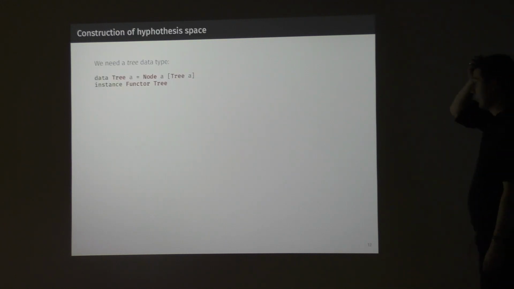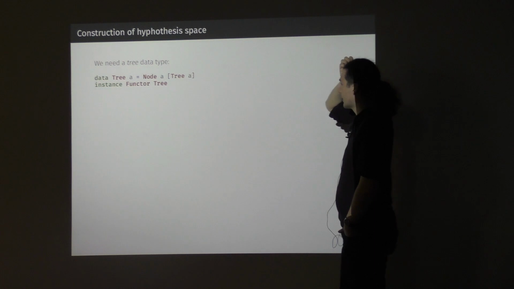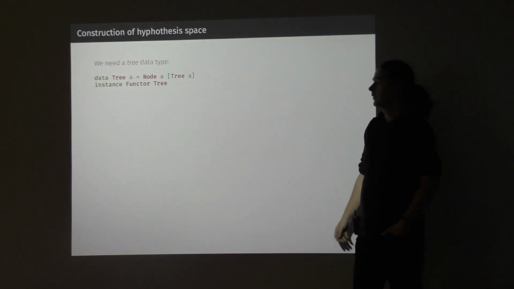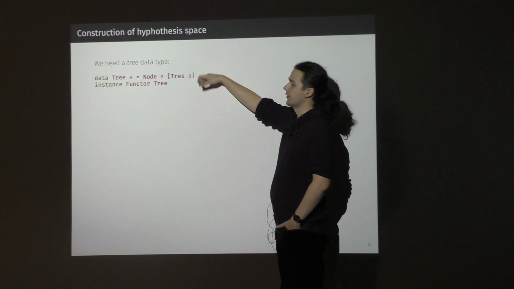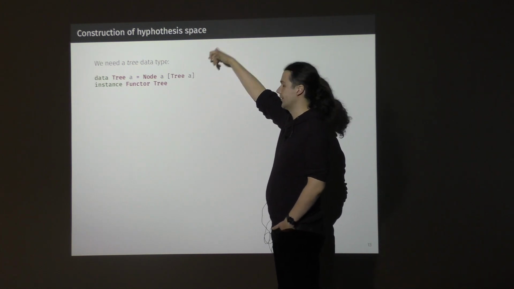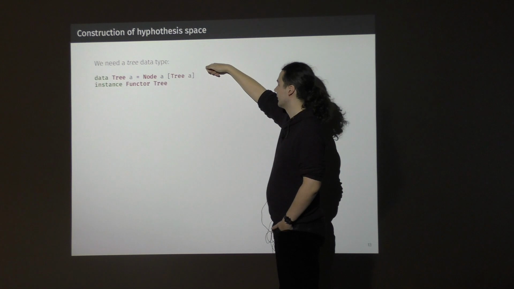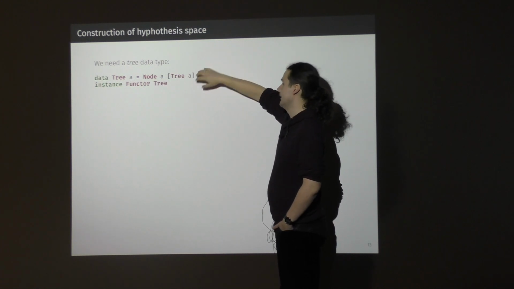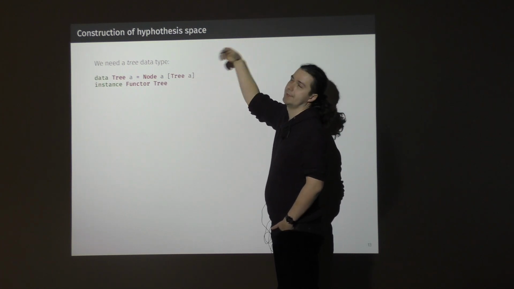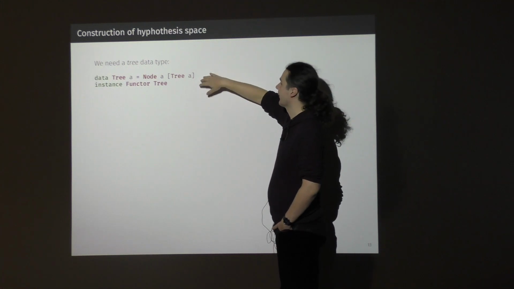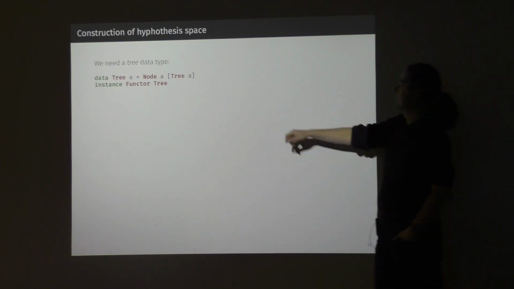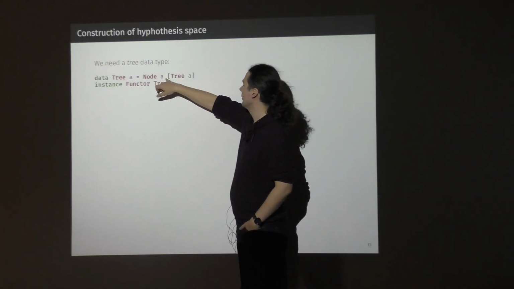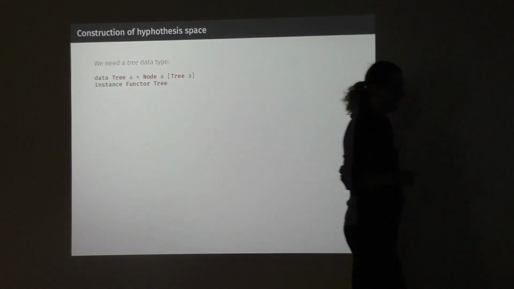So how to construct it? Well, we need a tree. The data type for a tree is pretty simple to define. Actually, there is a library where it's defined, but it's that trivial. And it's a functor, the same functor like I said before. So actually, you can derive a functor. This is the value at a node and the children of a node.